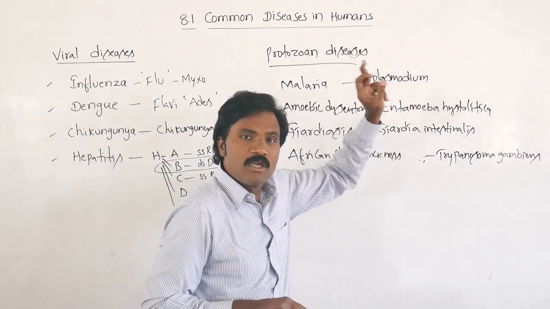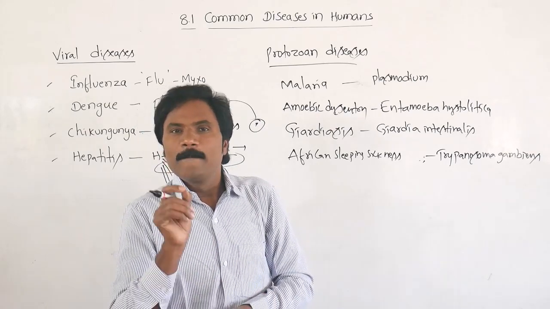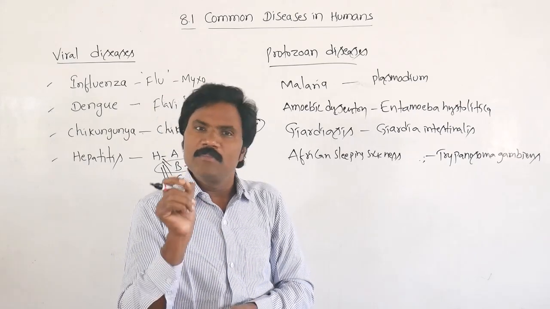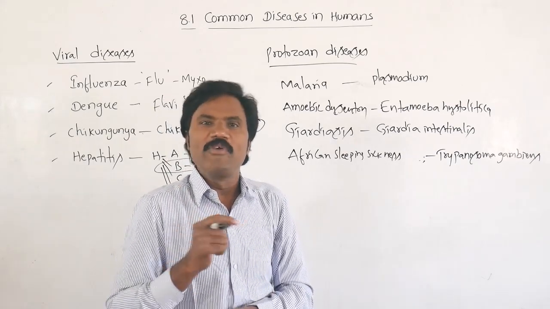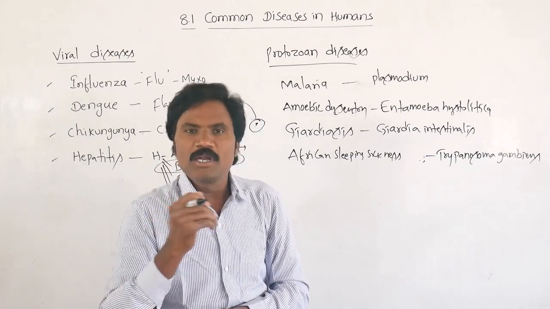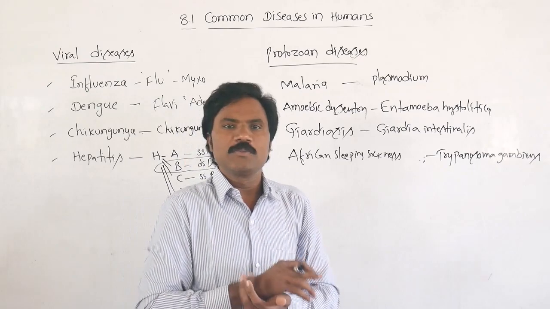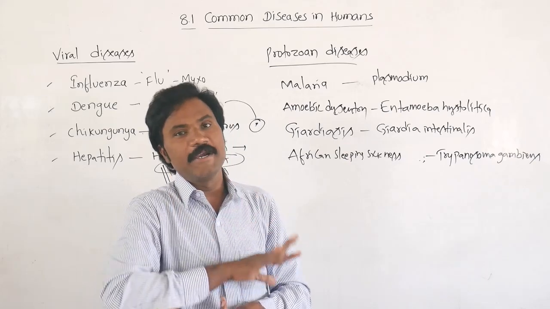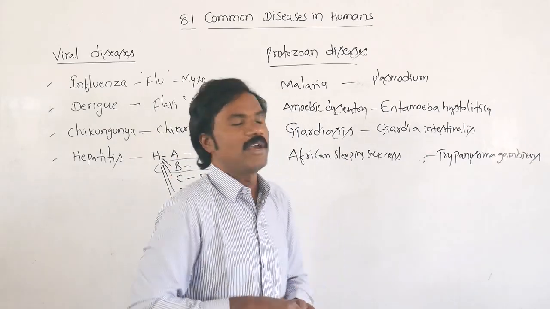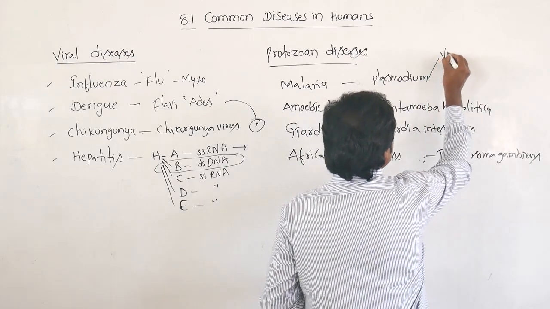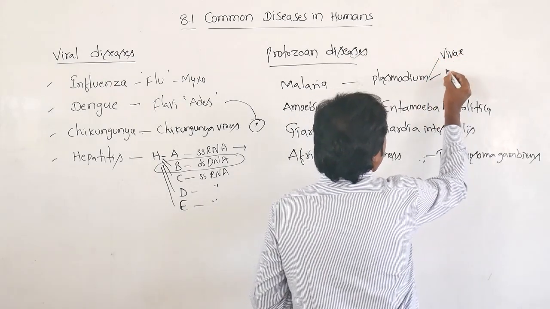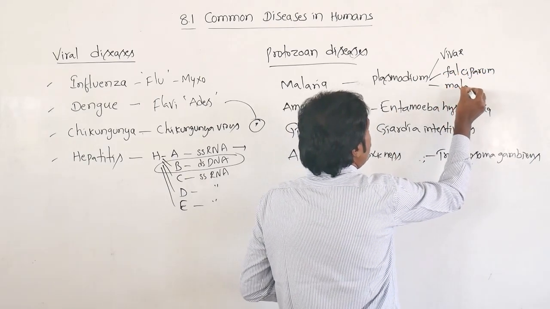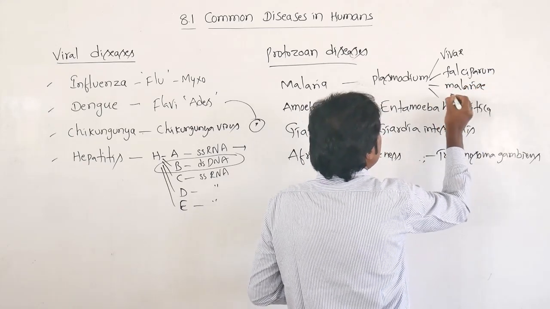In Plasmodium, there are also subspecies: Plasmodium vivax, Plasmodium falciparum, Plasmodium malariae, Plasmodium ovale. Such four species are present. Among these, the one commonly infecting in our country, especially India, is Plasmodium vivax. So the species are vivax, falciparum, malariae, then ovale.